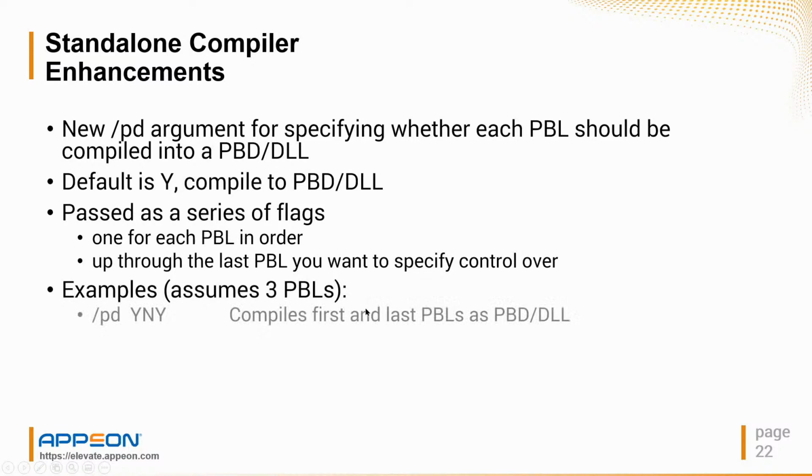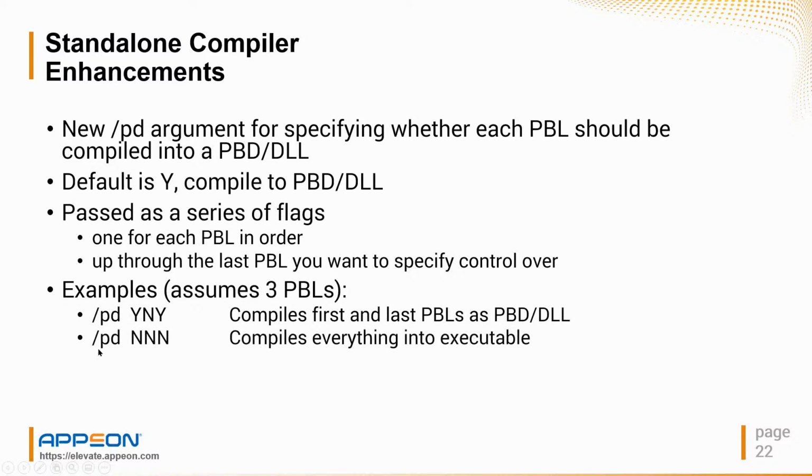So here's an example, and we're going to do it with 3 libraries. Let's say I've got 3 libraries, and I pass in /pd yes, no, yes. What it will do is take the first and last libraries and create PBDs or DLLs from them. But it will take that second library and put that code into the executable. Okay, makes sense so far? Let's say I say /pd no, no, no. Well, I've told it now no for all the Pibbles, and so now it's going to put everything into the executable. There will be no separate PBD or DLL.